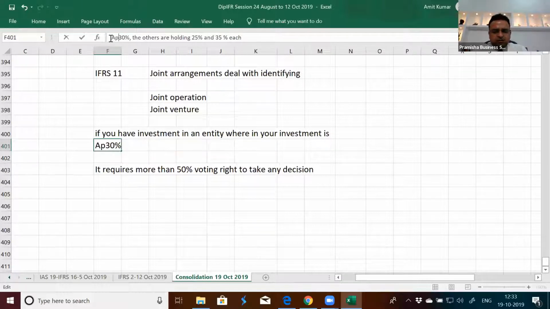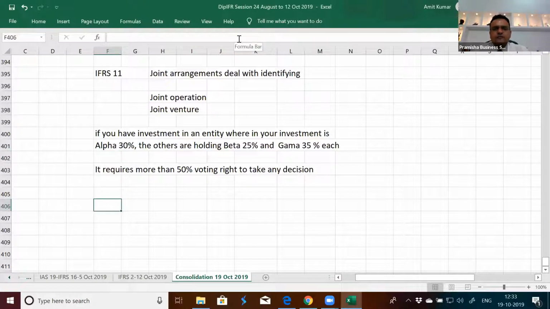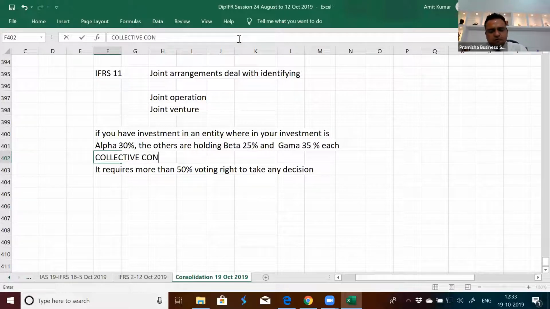Alpha holding 30%, Beta holding 25%, and Gamma holding 35%. Is there any joint arrangement between these three parties? Is there any arrangement between them? They are collectively controlling it. There is a collective control of all the three parties, but there is no joint arrangement as of now.